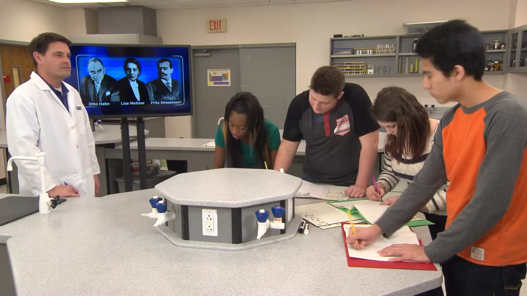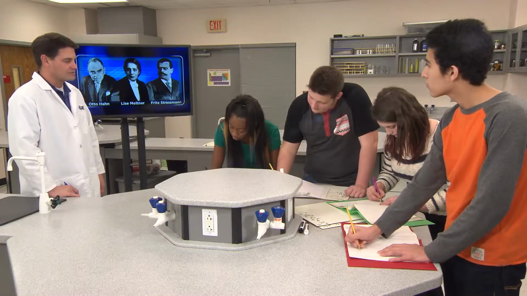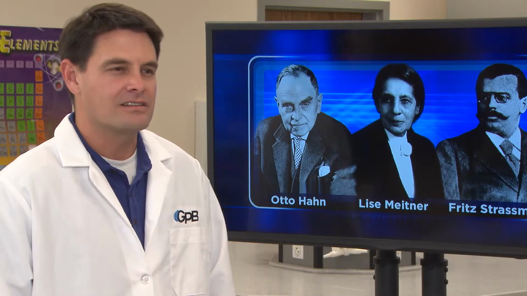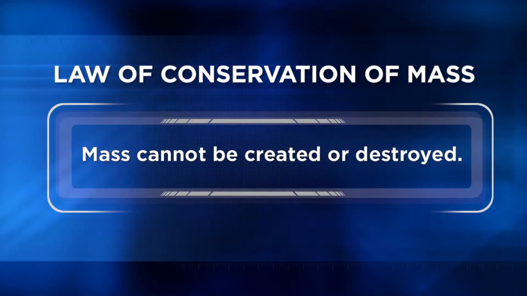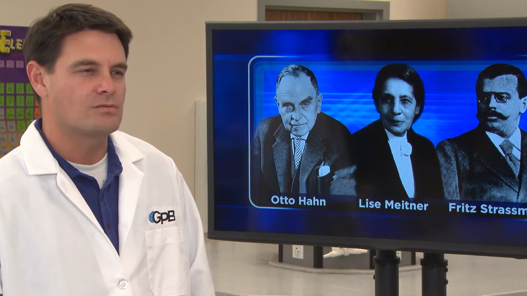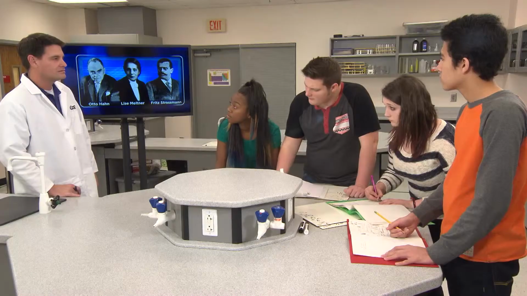They also found that some of their nuclear equations were unbalanced as a result. It turned out that the mass of some of their products was less than the mass of their reactants. But remember from the law of conservation of mass that the total mass of the reactants is supposed to match the total mass of the products. So can anyone think of a reason why their results were unbalanced?